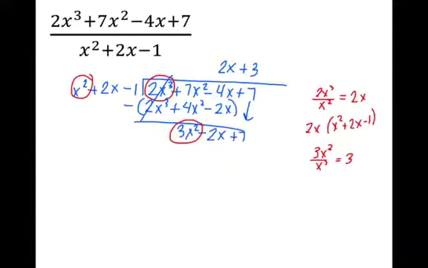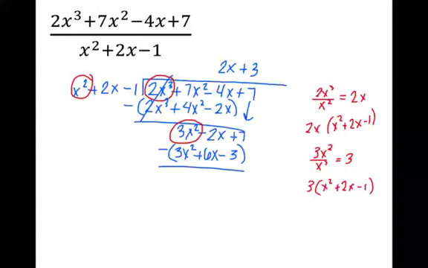I'm going to take 3, multiply it by x squared plus 2x minus 1. 3 times x squared is 3x squared. 3 times 2x is 6x. 3 times negative 1 is negative 3. And then subtract. 3x squared cancels out. Negative 2 minus 6 is negative 8. 7 minus negative 3 is 10.